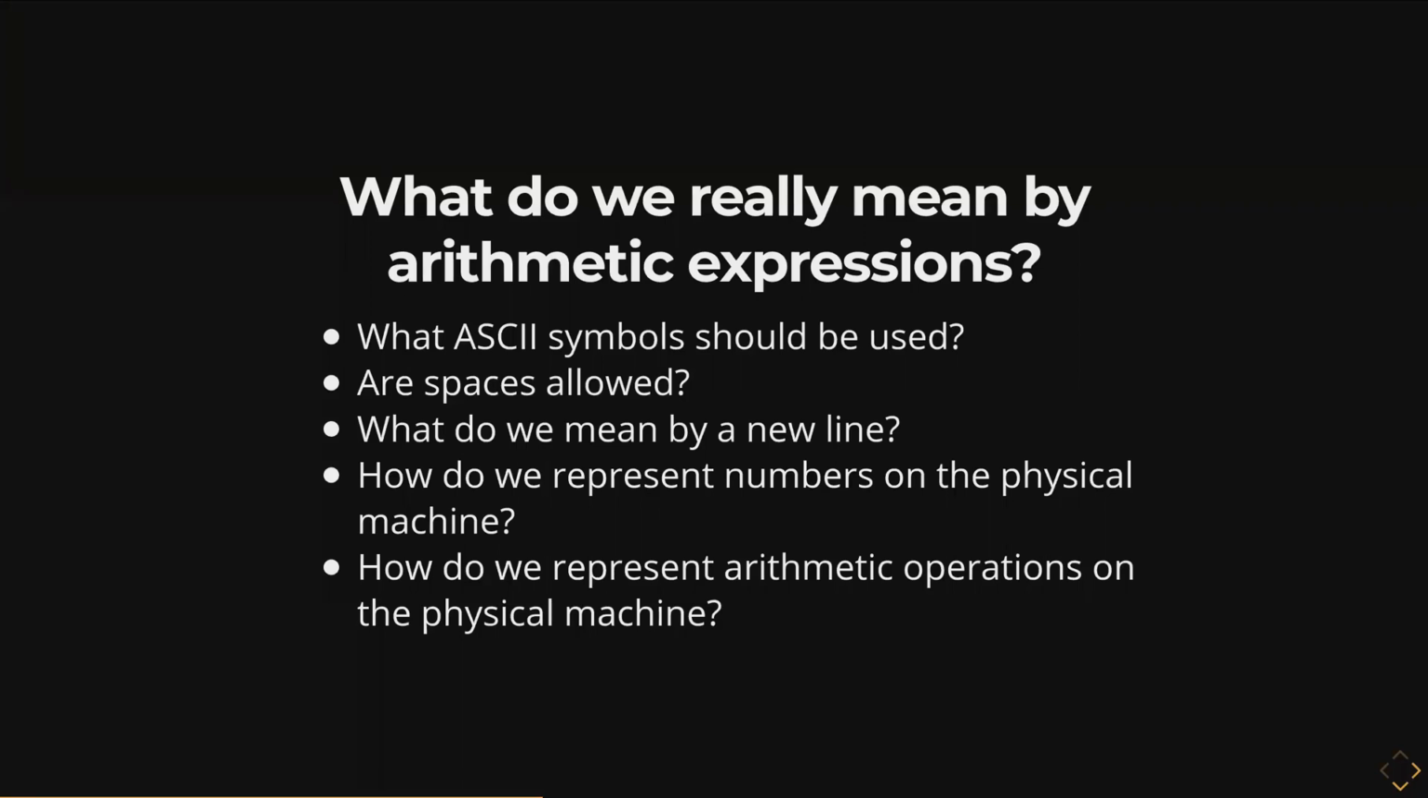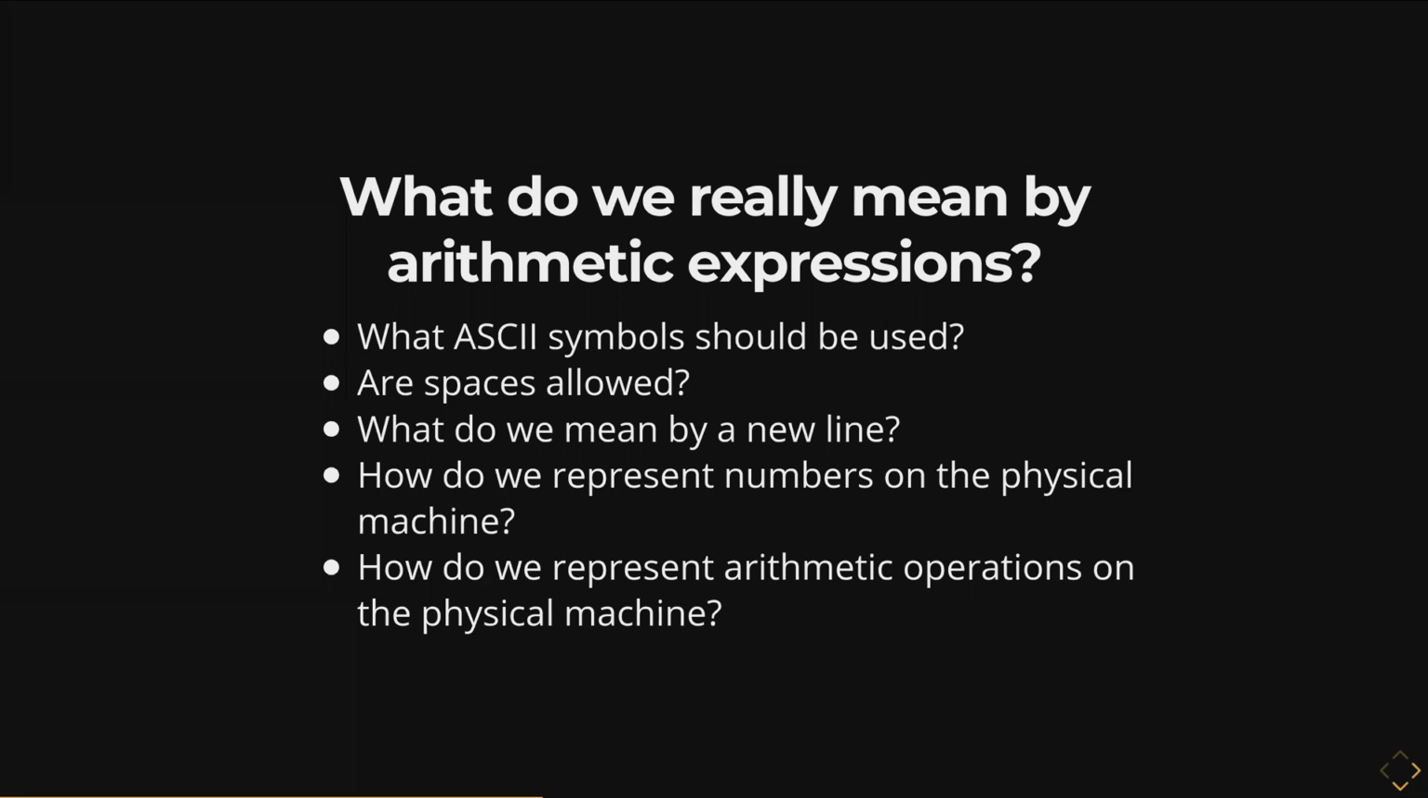And how do we represent arithmetic operations on the physical machine? How do we represent numbers? We can use assembly to do this. So the machine does have its own binary coding for all of this stuff. Numbers, at least unsigned numbers, are basically in straight binary. For signed numbers, we have this 2's complement representation.